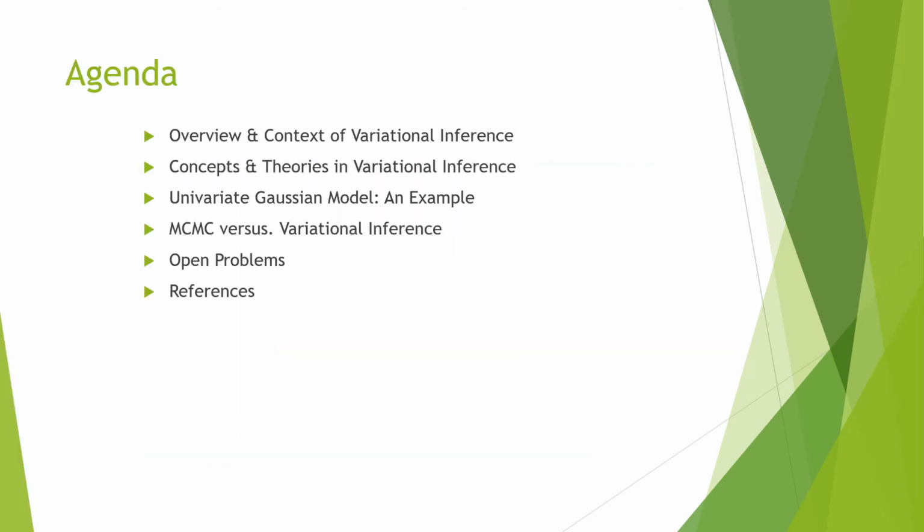Here's the agenda for the presentation. Firstly, I will present an overview and the problem context for variational inference. Then I will go over the detailed concepts and theories behind it. After that, I will use the univariate Gaussian model as an example to demonstrate application of VI. We will also compare the popular Markov-Chain Monte Carlo methods with variational inference. I will finish the presentation talking about some of the open problems in academia regarding this topic.